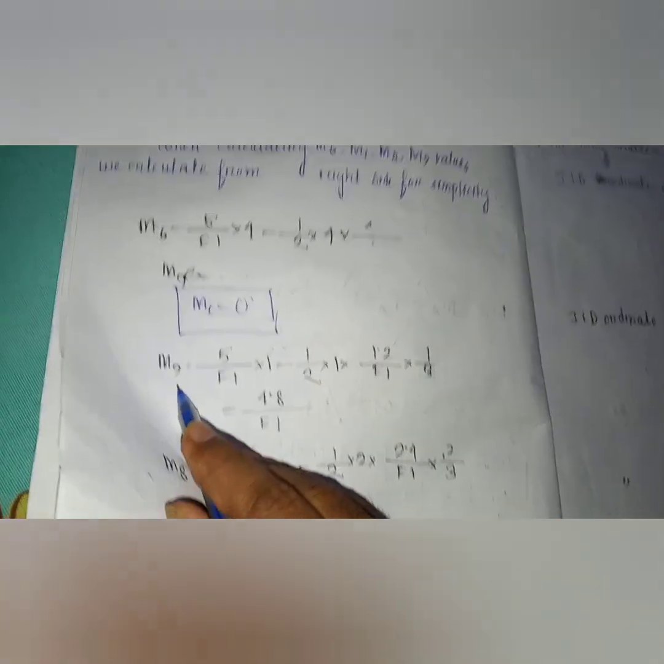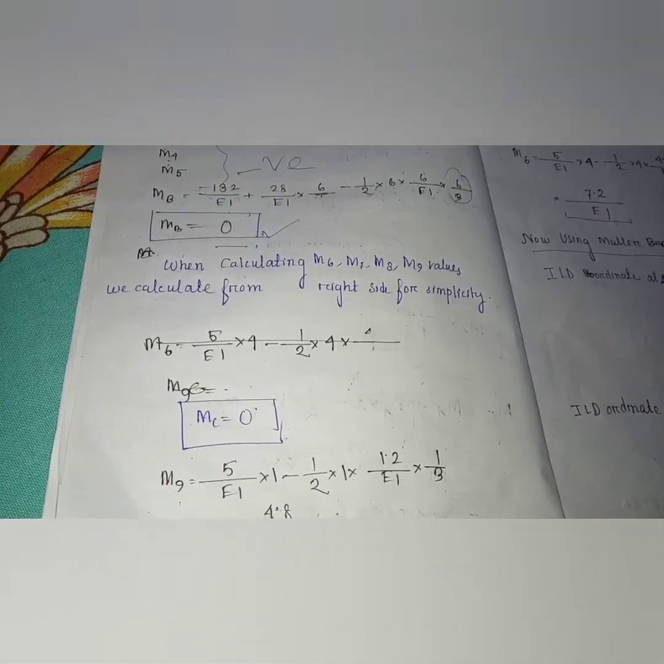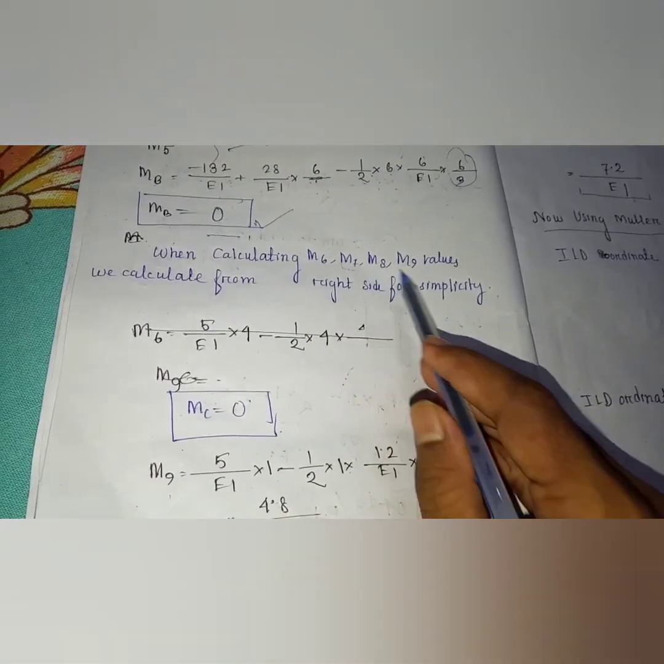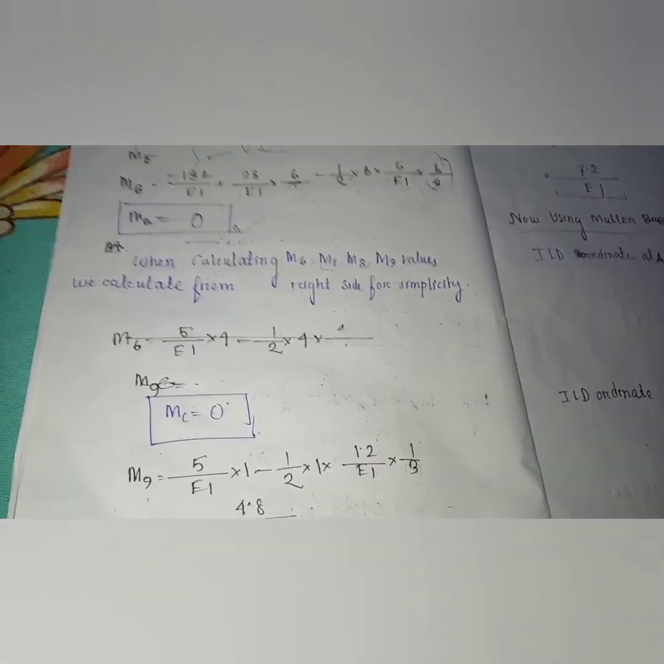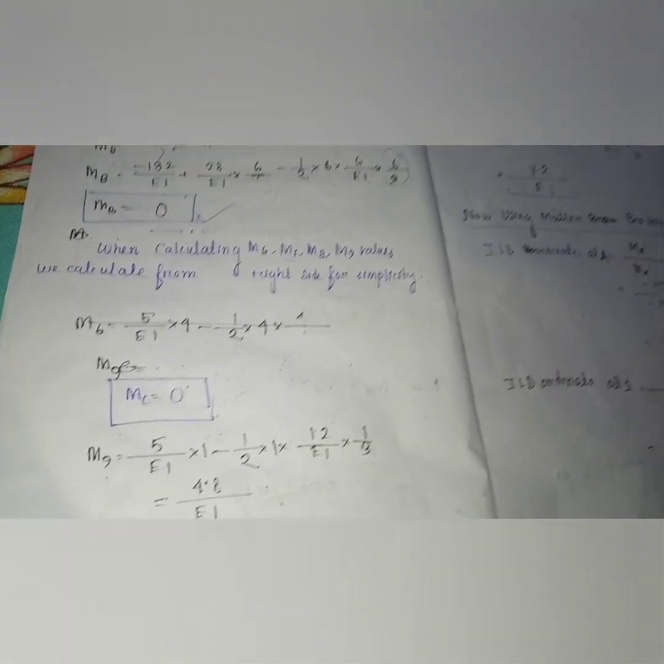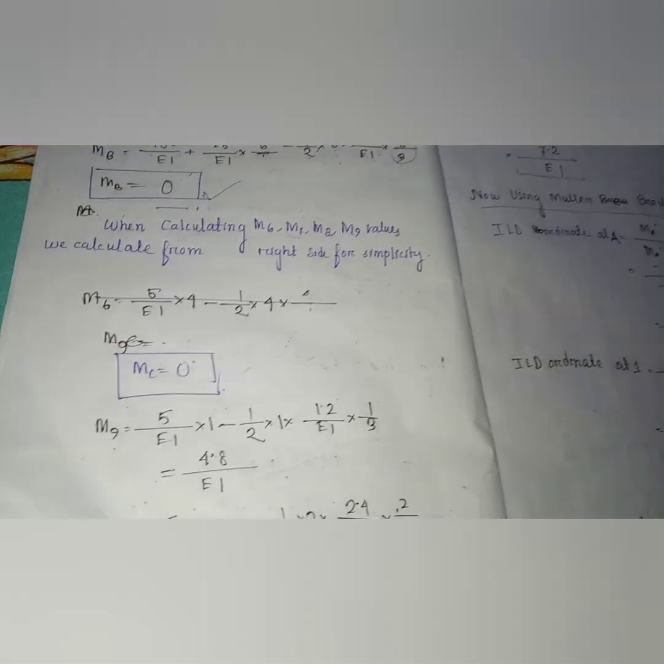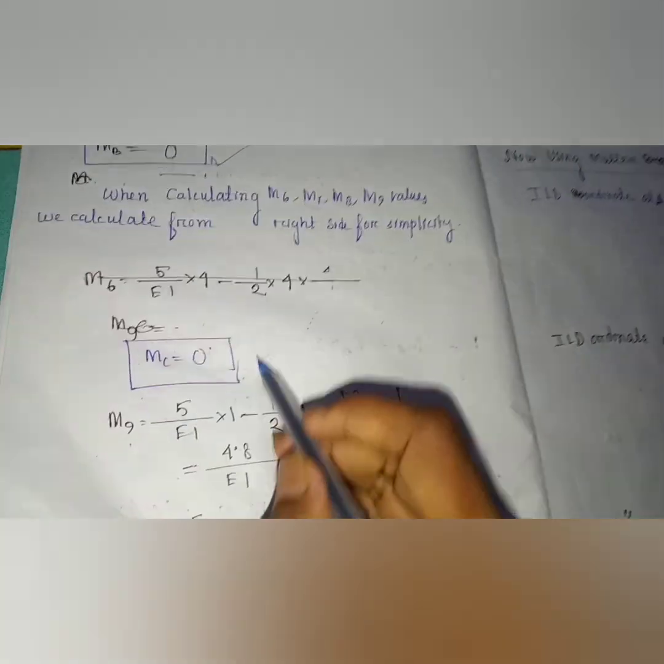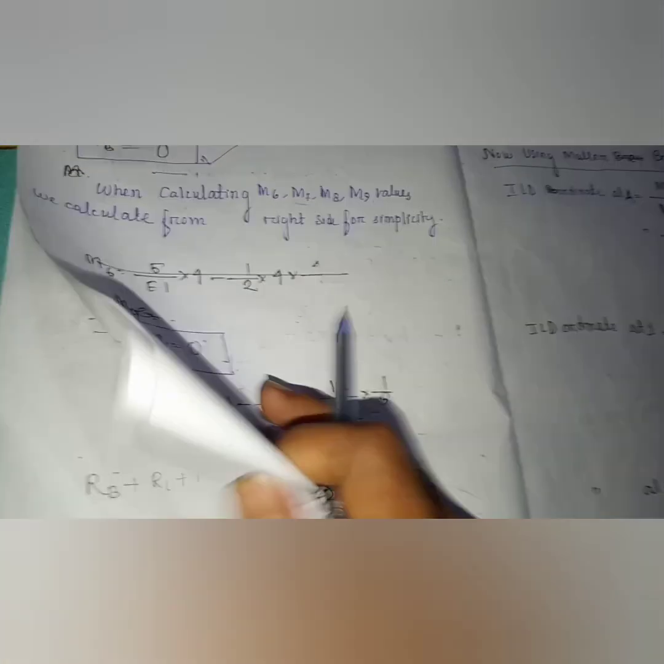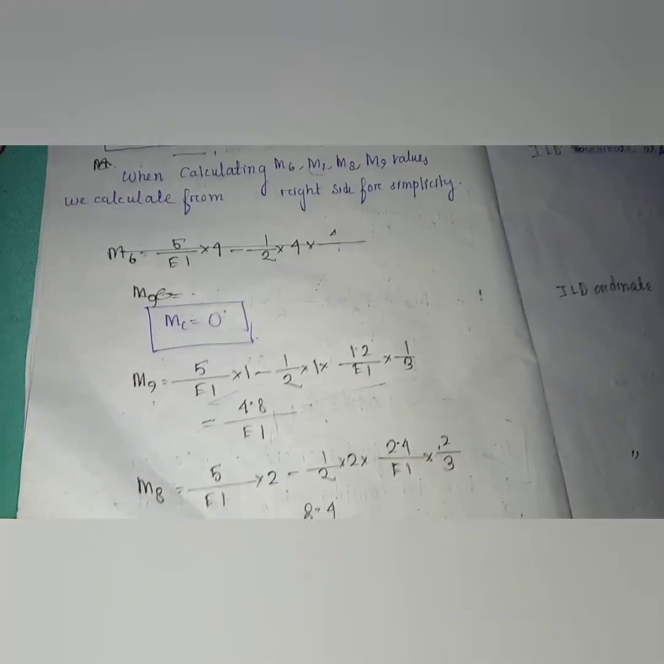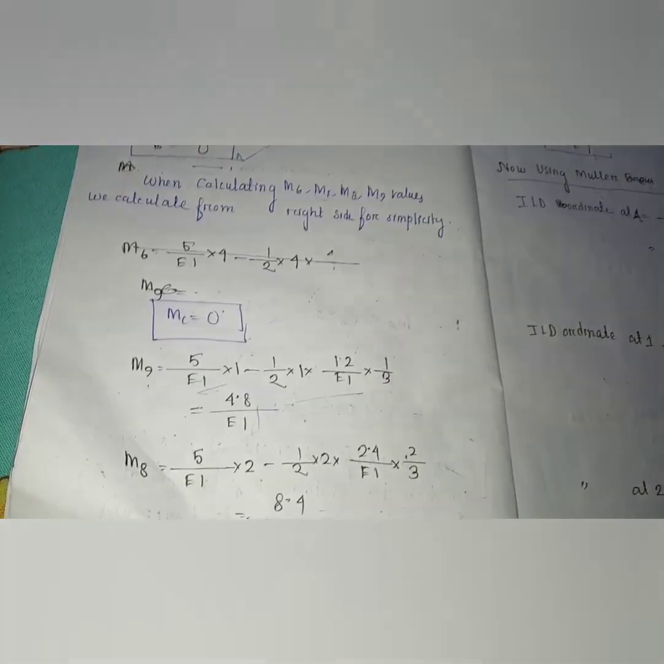We'll calculate M9. Now when we calculate M6, M7, M8, M9, means the values of the right section, then we can take from the right side for the simplicity of our calculation. So from the right side, if we calculate, then the value will be R into 1 minus this area. It's totally similar. So these values came 4.8 by EI. All these values will be positive.